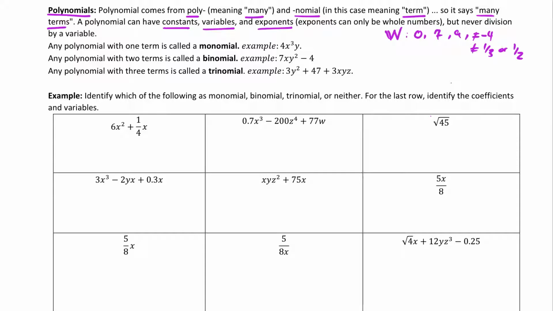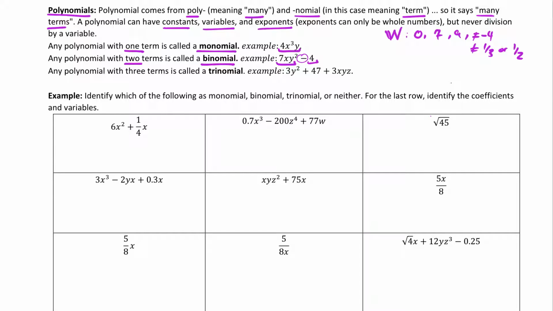A polynomial with one term is called a monomial. An example of that is 4x cubed y. A polynomial with two terms is called a binomial, bi for 2. And in this case, I have one term separated by a minus sign from the second term.